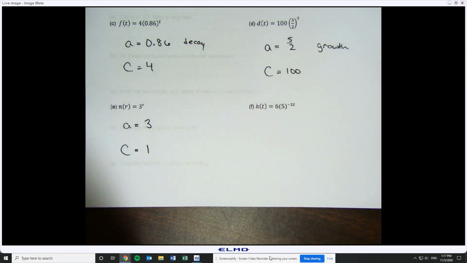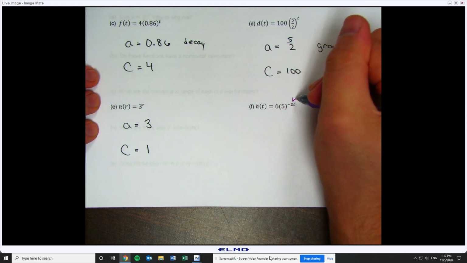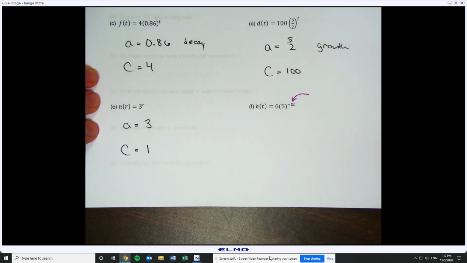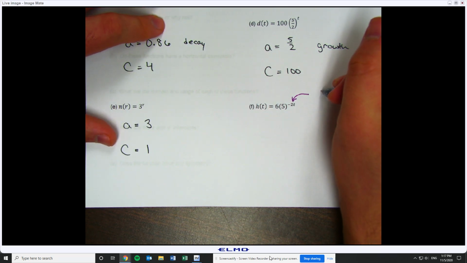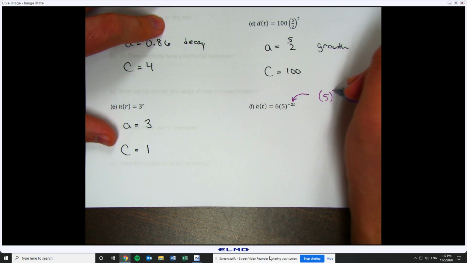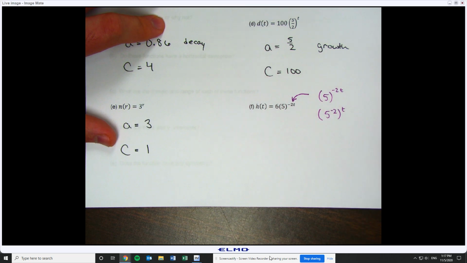But this -2 right here is important. So looking at just that, if I have 5 to the -2t, that's the same thing as saying 5 to the -2 to the t power.